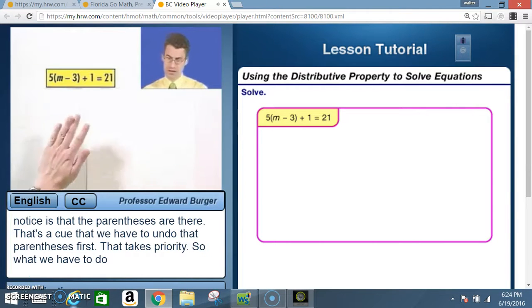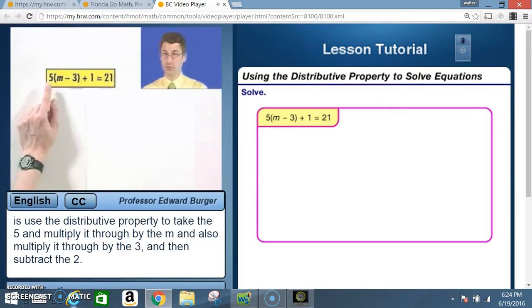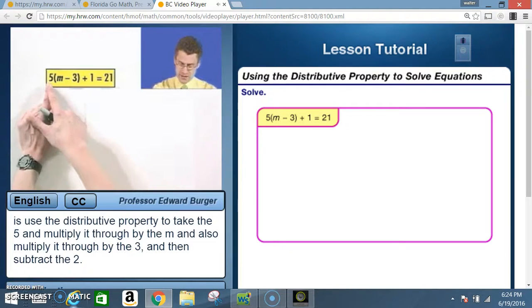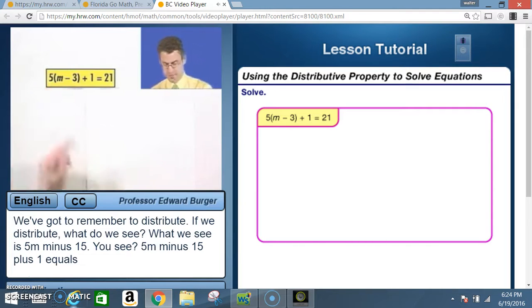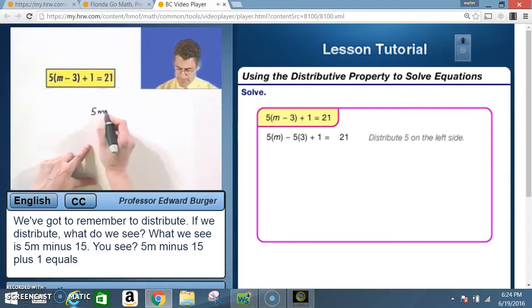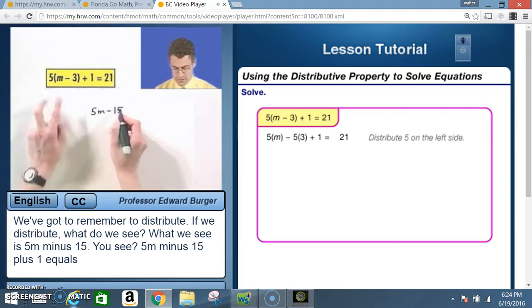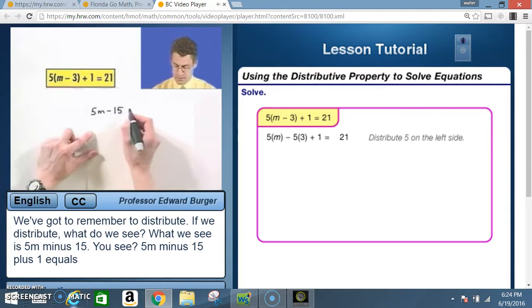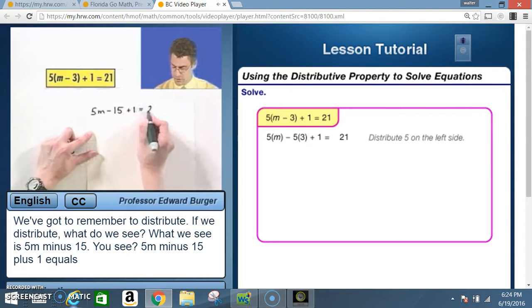That takes priority. So what we have to do is use the distributive property to take the 5 and multiply it through by the m, and then also multiply it through by the 3, and then subtract the 2. So we've got to remember to distribute. Okay, so if we distribute, what do we see? What we see is 5m minus 15 plus 1 equals 21.